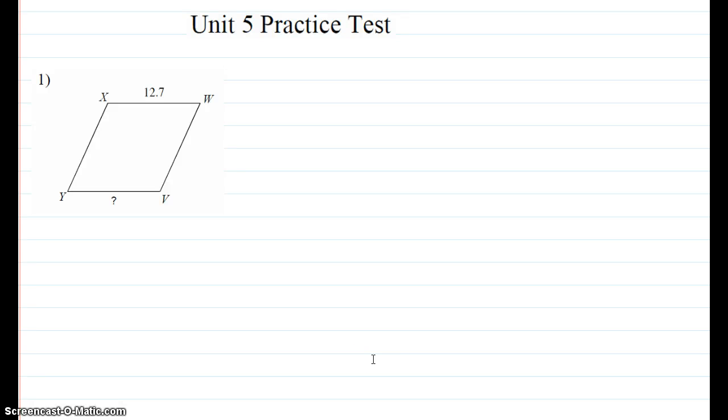All right, let's get started on a review for Unit 5. Unit 5 is talking about parallelograms. A couple things to remember about a parallelogram: the opposite sides are congruent. So we will know that the side XW will be congruent to YV. So we know that the question mark is equal to 12.7.